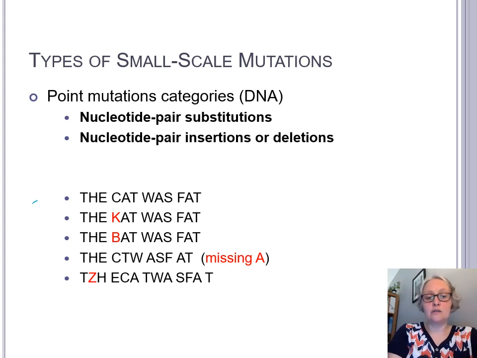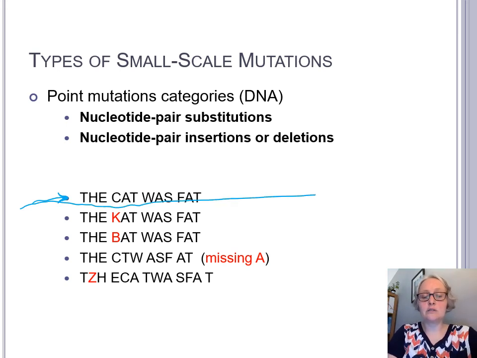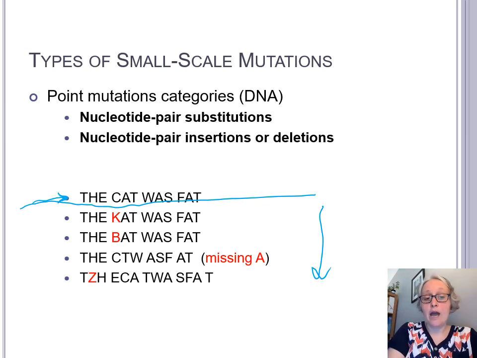Imagine that this sentence is a structure of DNA. So I know it's not DNA, but let's just imagine: the cat was fat. Right? And now what I've done is underneath that original DNA sequence, I've given you some point mutations. The cat with the letter K was fat, right? That's a substitution, where I've substituted the letter K in for the letter C.